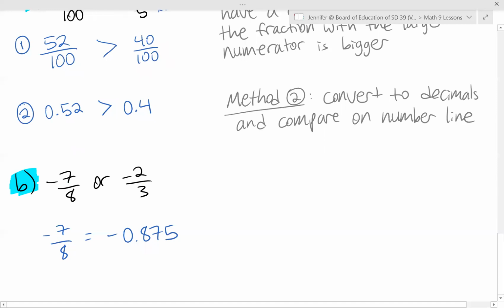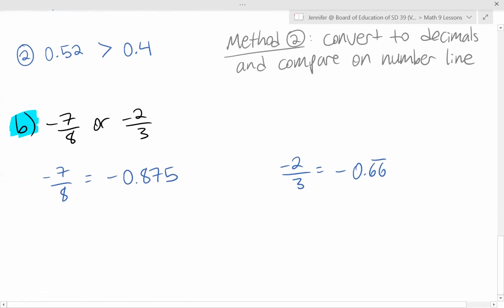Don't forget the negative. And then we've got negative 2 over 3. You may know that this is negative 0.66 repeating. And again, if you didn't know, put that in your calculator. And now we just compare which number is bigger than the other. Now it's a little funny when we have negatives because you might look at this and say, well, 0.875, 875 is bigger than 66, so this number must be larger.